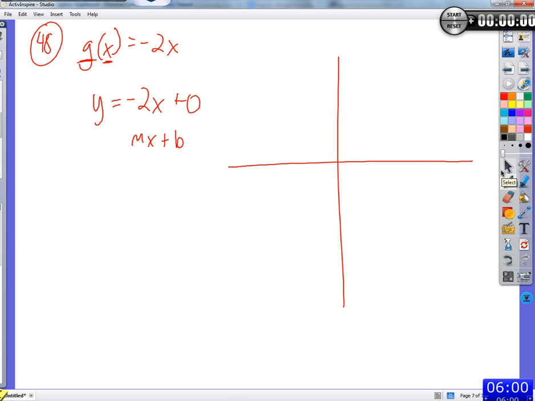Where can we start with this graph? The y-intercept is 0. Down 2. And? What's that? To the right 1? Right, this is negative 2 over 1. 2 divided by 1 is negative 2. There's our slope. That's not going to be it.